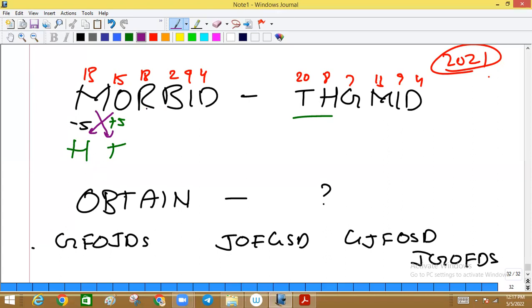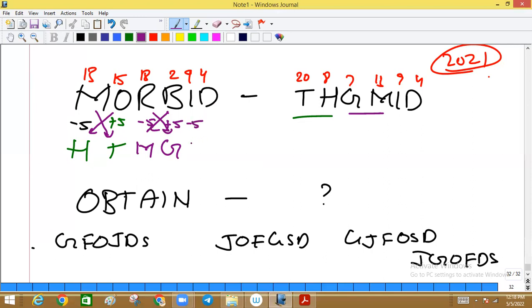See the next one. What is R? 18. So 18 minus 5 is 13. What is 13? M. What is B? B plus 5 is 7. What is 7? G. Again, you have to reverse this. So R is to G, B is to M. So again, GM.